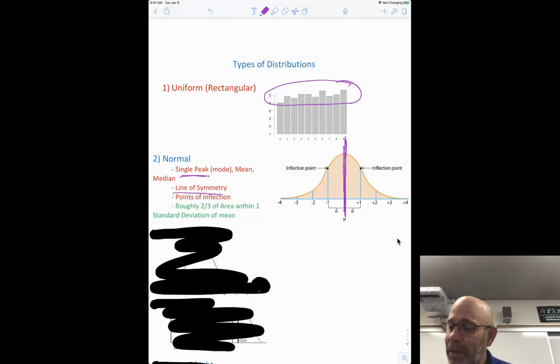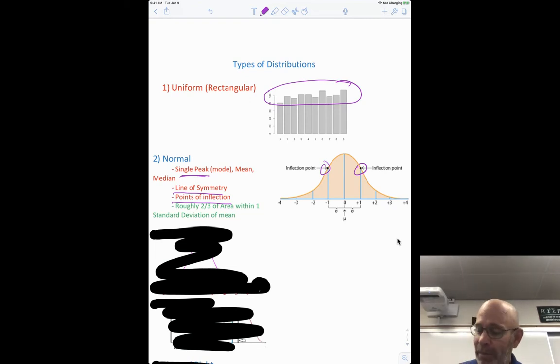Get rid of this for the next part. It's got points of inflection, here and here, a calculus term. If you took calculus, maybe you remember what a point of inflection is. It changes from concave up to concave down. Not super important in this class at all, although they do occur at pretty important spots. But the term inflection point doesn't really matter.